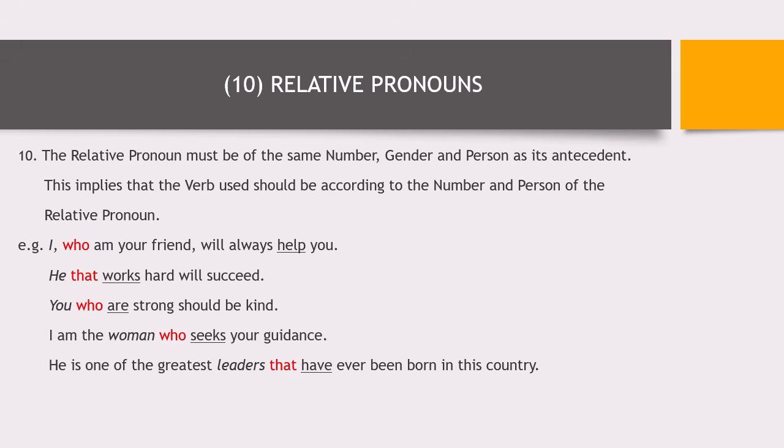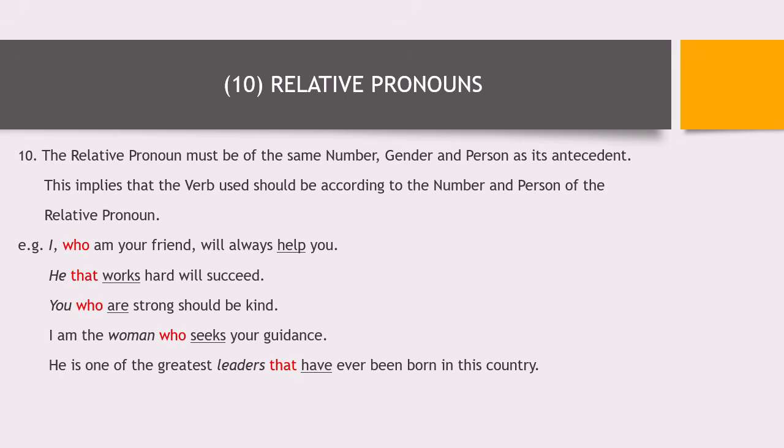He that works hard will succeed. Here, he is the antecedent of that. So, the verb works is used. You who are strong should be kind. Here, you is the antecedent of who. So, the verb are is used.